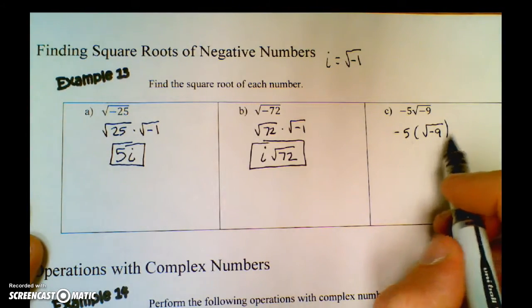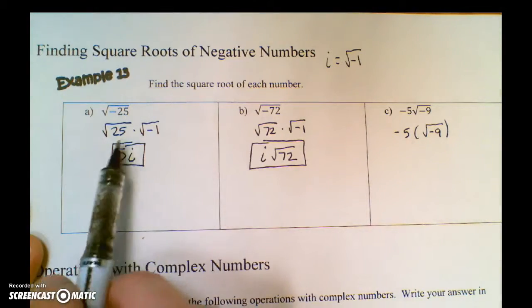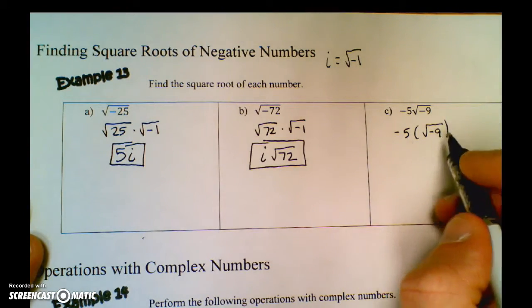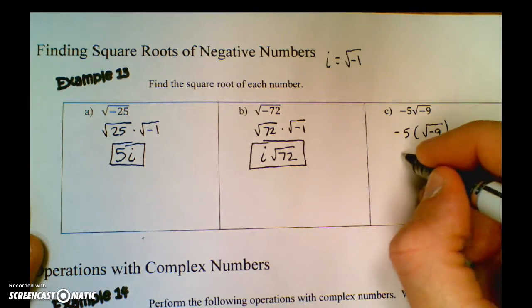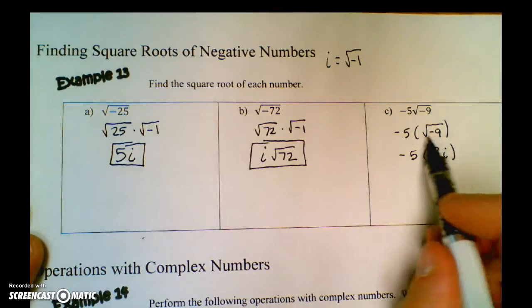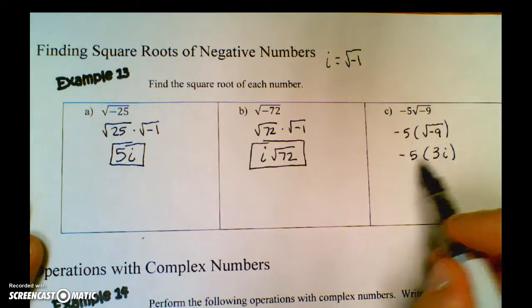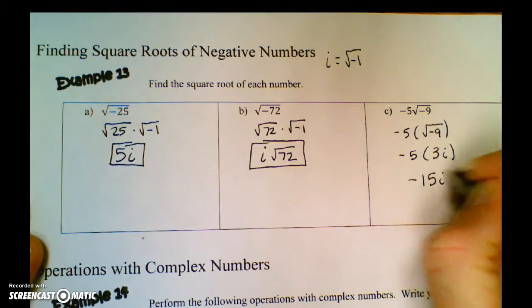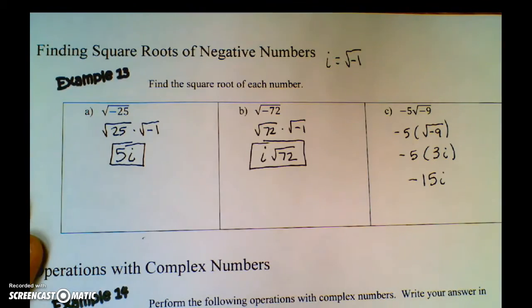I'm not going to write it out this time because I think I've gotten to the point where I can simplify without having to write out all these steps. I know the square root of 9 is 3, and then to take care of that negative underneath the radical, I'll write i. So the square root of -9 is 3i, and then -5 times 3 is -15. And the i is included because you're multiplying it by that as well.